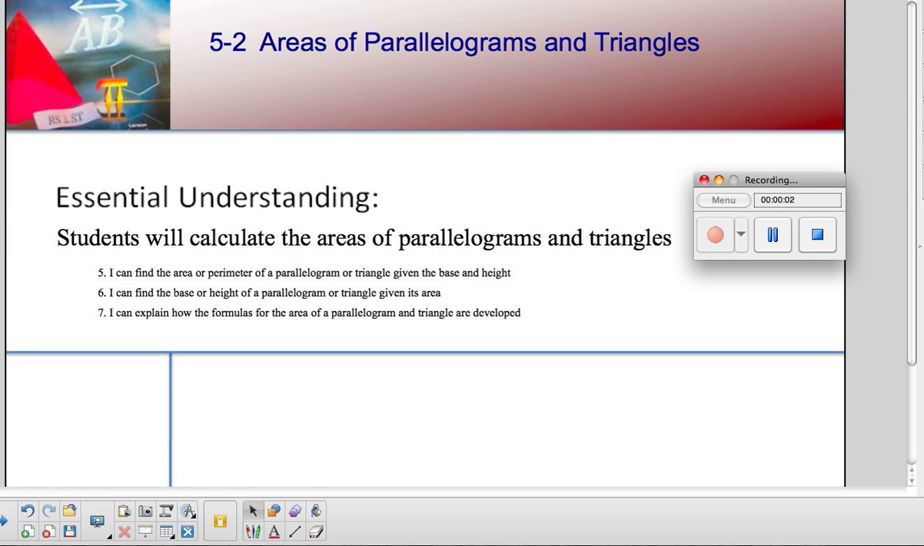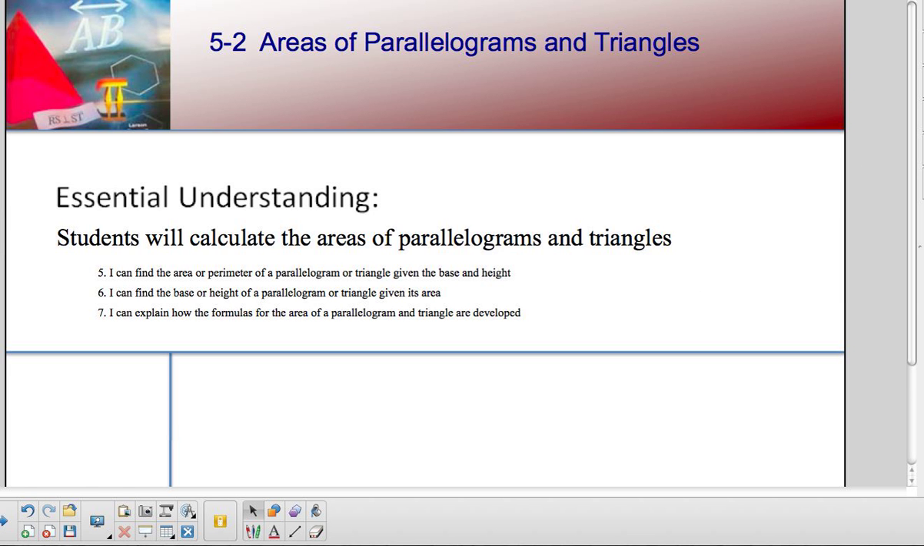This is section 5.2. We're looking at the area of parallelograms and triangles. So our learning goal for this is that students will be able to calculate the areas of parallelograms and triangles. So we have three different success criteria.